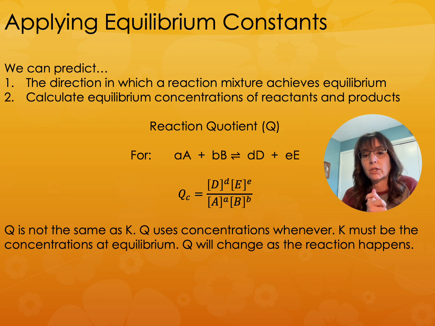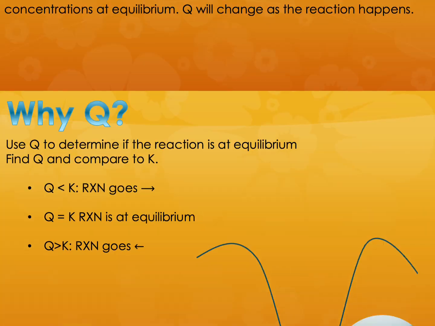Where is the reaction in relation to equilibrium? So we write what's called Q instead of K. It's written the exact same way. And then we just plug in whatever values were given, and then we compare K to Q. And we'll look at that on the next slide.